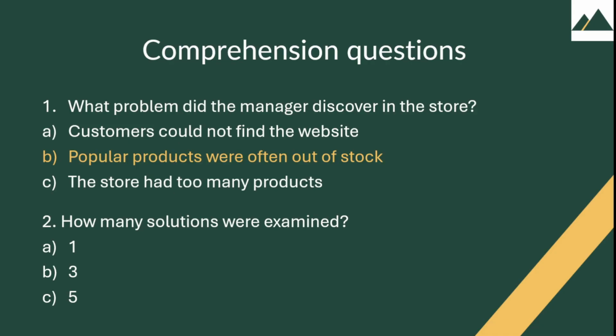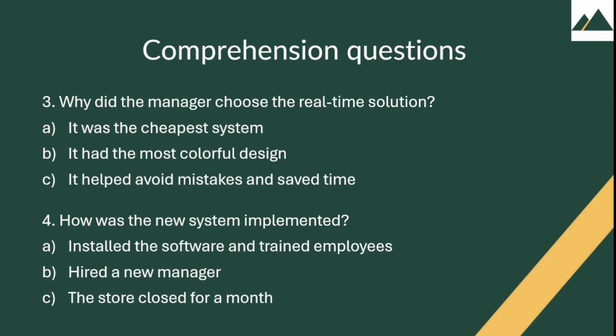And how many solutions were examined? Well, they looked for 3. They looked at 3. Why did the manager choose the real-time solution? Was it A, because it was the cheapest system, B, the most colourful design, or C, it helped avoid mistakes and save time?